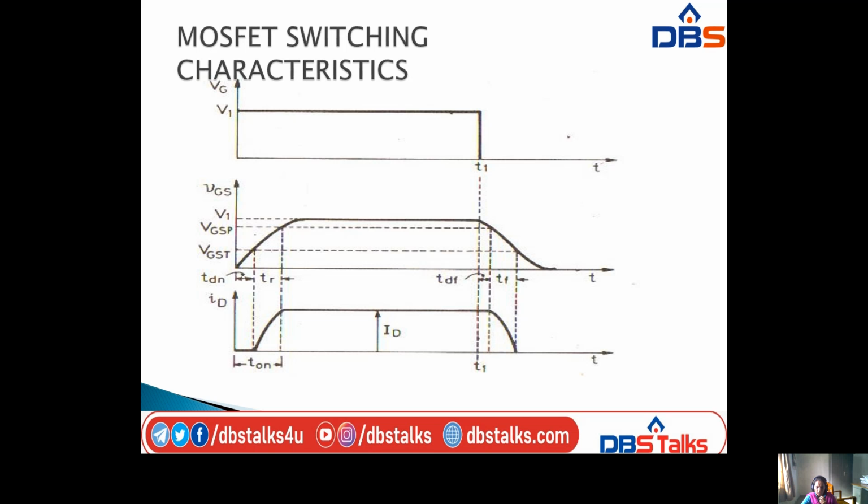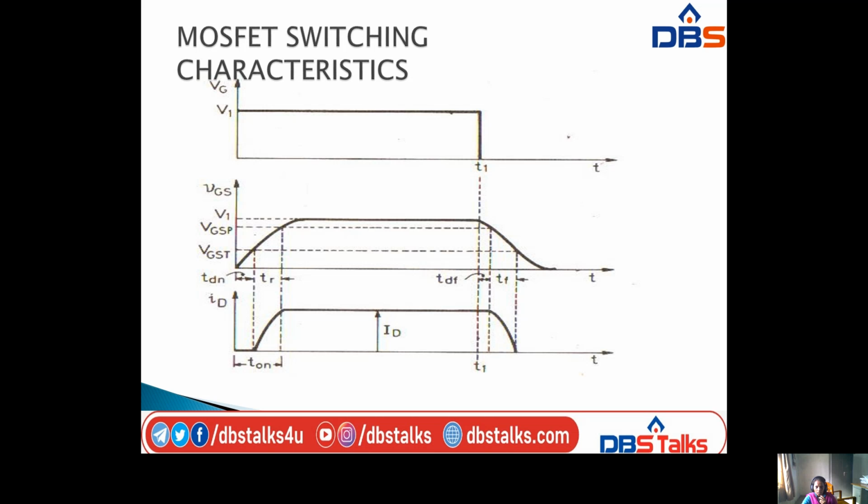And MOSFET switching characteristics. When drawing this, we take time on the x-axis and voltages on the y-axis. At the gate, the voltage VG will be constant up to T1. When drawing VGS versus time, VGS means voltage between gate and source. At the start it will be 0 and gradually increasing, it will be constant for some time and then decreasing. Here VGS1, VGSP and V1, at V1 the VGS will be constant.